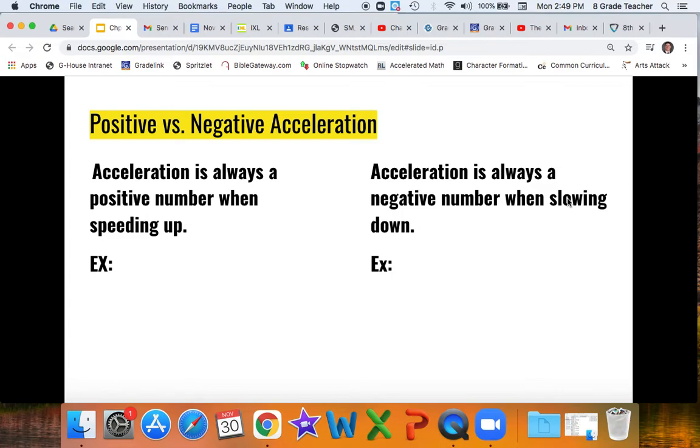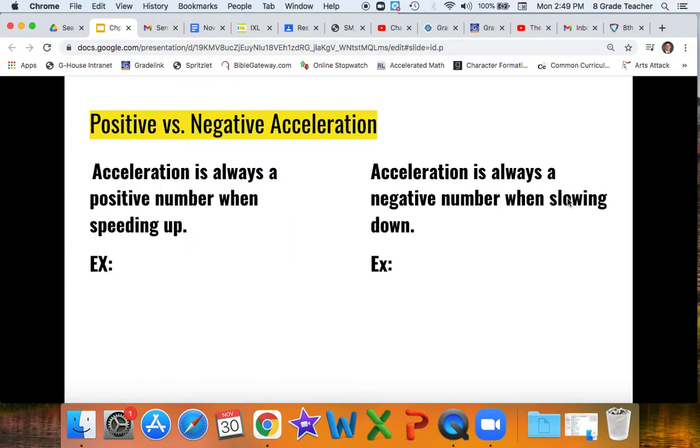Suppose you slow down from a speed of 4 meters per second to 2 meters per second in 5 seconds. Now the final speed is less than the initial speed. You can calculate your acceleration as follows. 2 minus 4 is negative 2 divided by 5, which is negative 0.4 meters per second. If your initial speed and your final speed give you that negative value, you know that you are slowing down. Because your final speed is less than your initial speed, your acceleration is negative when you slow down.